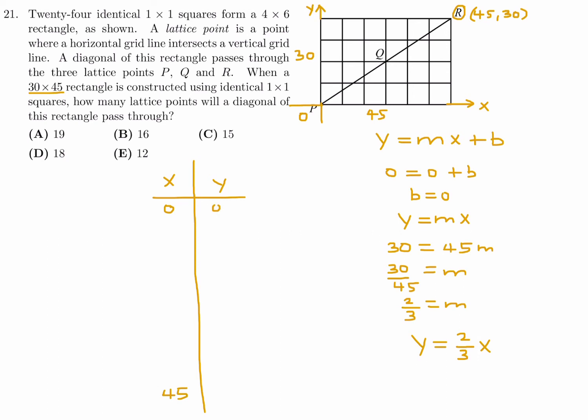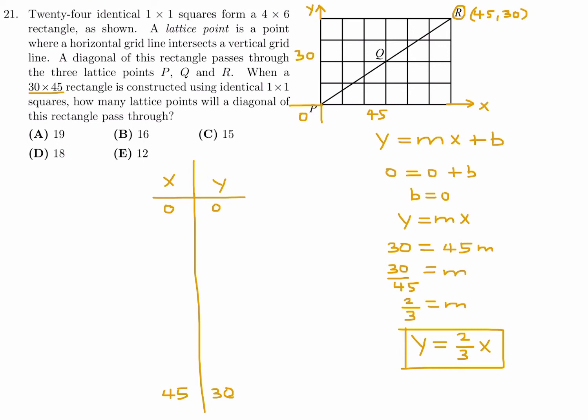Well, (0, 0) is the first one. (45, 30) is the last one. So we know those two for sure. But what about all the ones in between? Using that equation, as you can clearly see, x has to be a multiple of 3. That's the only way that y will be an integer.